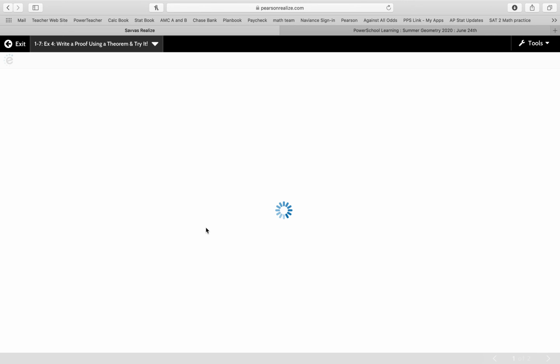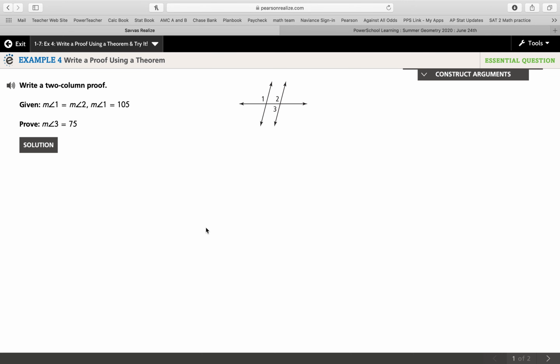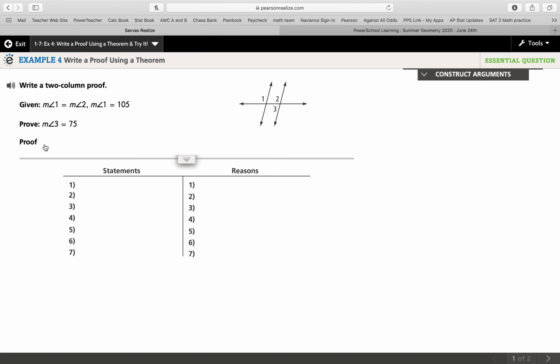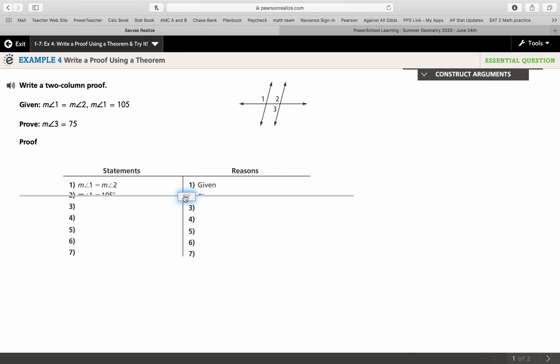Let's look at another example of a proof. It's going to be a little longer. Okay, so we're looking at a two-column proof. We know that the measure of angle 1 is equal to the measure of angle 2, and the measure of angle 1 is 105 degrees. We're going to prove that the measure of angle 3 is 75 degrees. So first, we always start with our given. The measure of angle 1 is equal to the measure of angle 2, and the measure of angle 1 is 105 degrees.